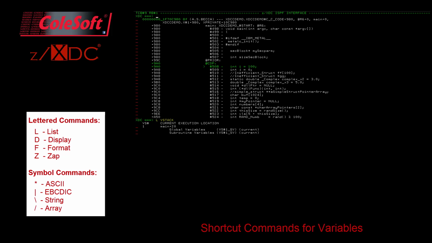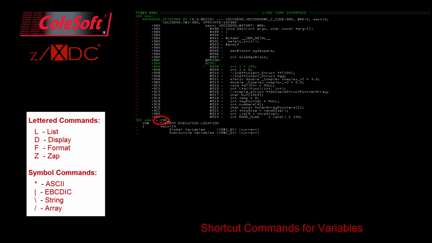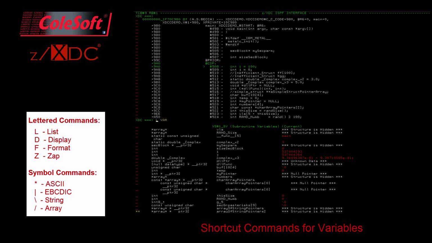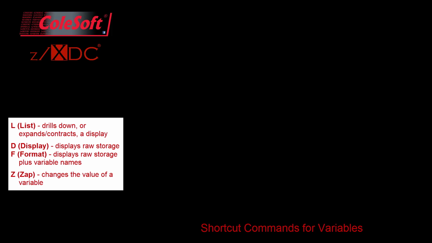There are 8 valid shortcut commands for the list variables display. These commands may behave differently depending on where they are used within your program and within cXDC. Not all commands are valid for all types of variables. We'll discuss the different types of variables and which shortcut commands are applicable shortly. The lettered shortcut commands are commands already existing in cXDC that have been expanded to work within cXDC. L is the list shortcut command.